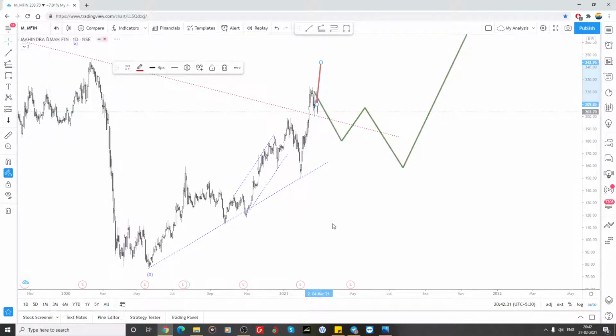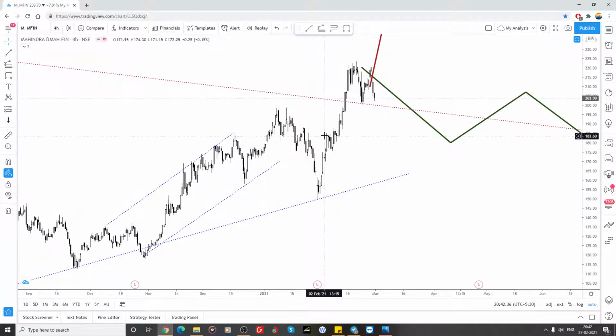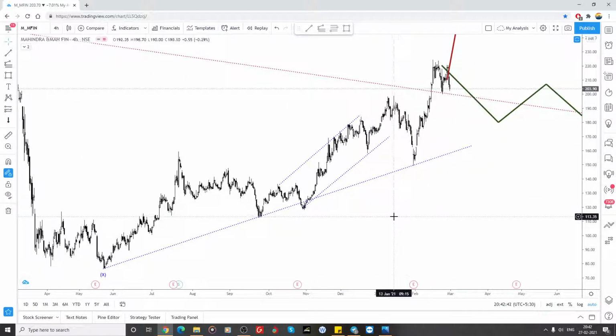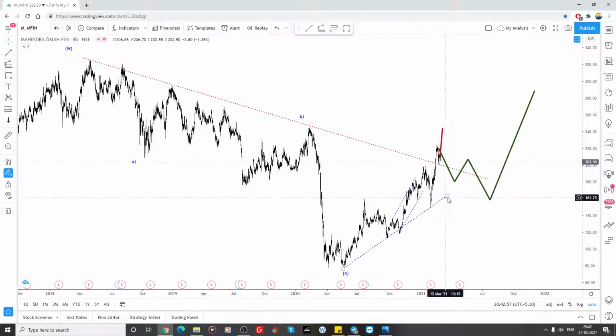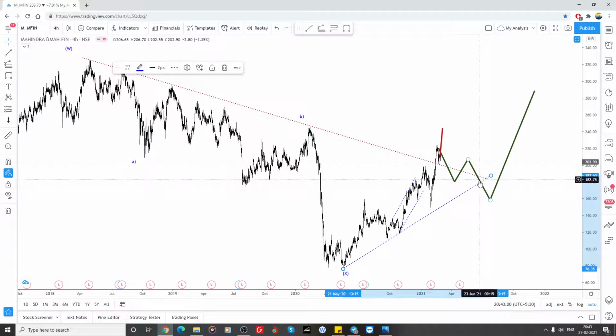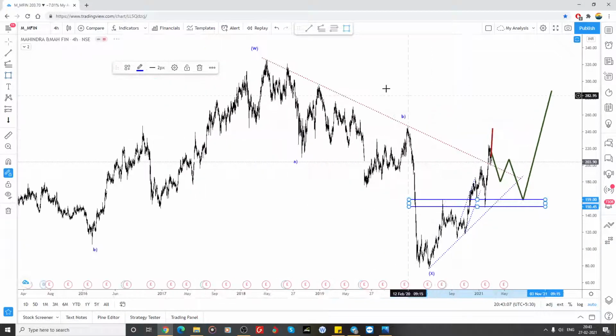So let's see that on the 4-hour chart. Yes, it looks like 1 2 3 4 5, 1 2. So are we in the third wave or something else? ABC is a 1, ABC is a 2, ABC is a 3, ABC is a 4, ABC is a 5. But if it comes to this zone again to retest, it's looking good, I think so.